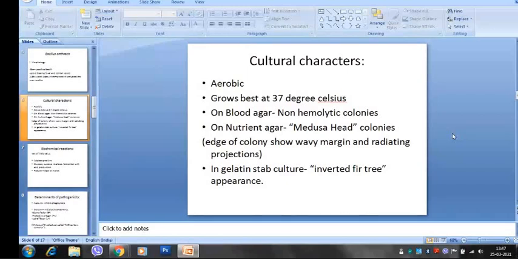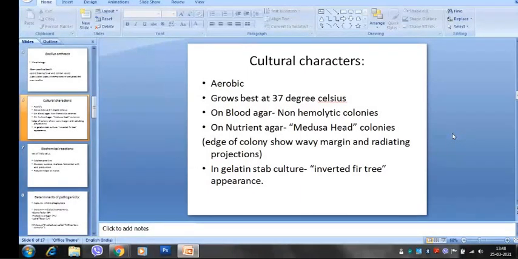Wavy margin. The margin means the periphery of the colony. If you use a hand lens and observe the margin, you can see a wavy margin and radiating projections. This type of colony character is called medusa head colony, which is a special feature of Bacillus anthracis on nutrient agar. So on blood agar, it shows non-hemolytic colonies. On nutrient agar, medusa head colonies can be seen.